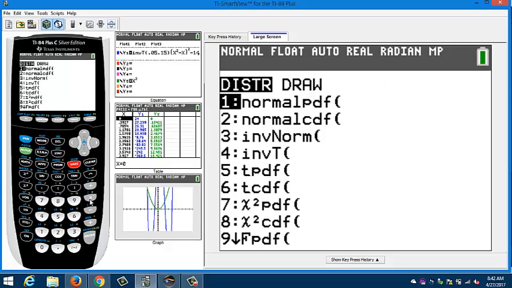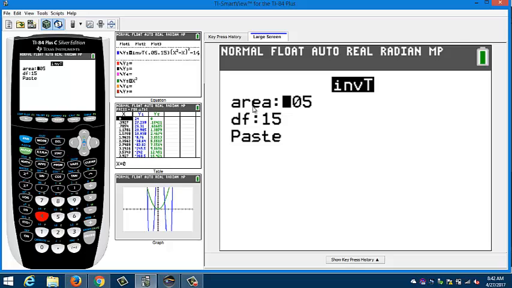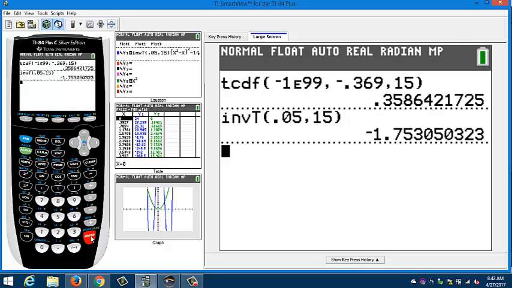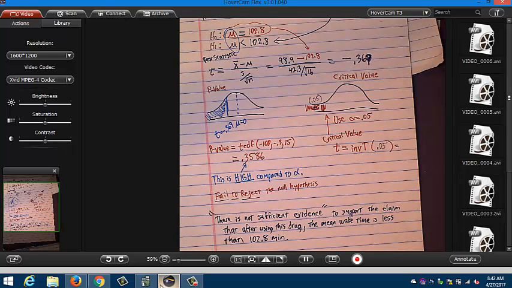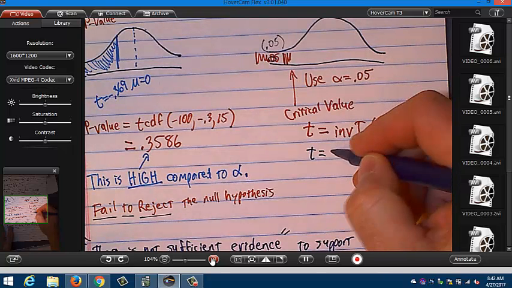Are we doing inverse t? We're doing inverse t, 0.05 and then 15 degrees of freedom. That's what I got, negative 1.75. So this is negative 1.75. Let me zoom back in so you can see again. Okay, so the t-value here is negative 1.75.